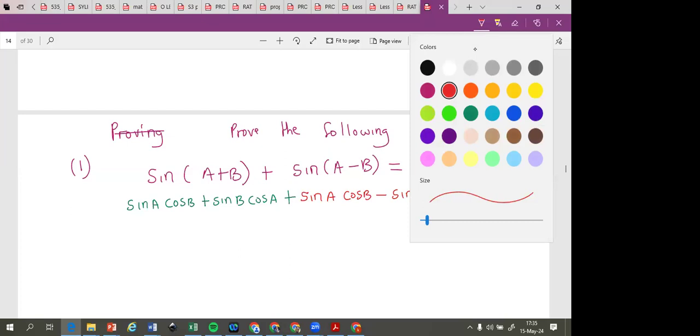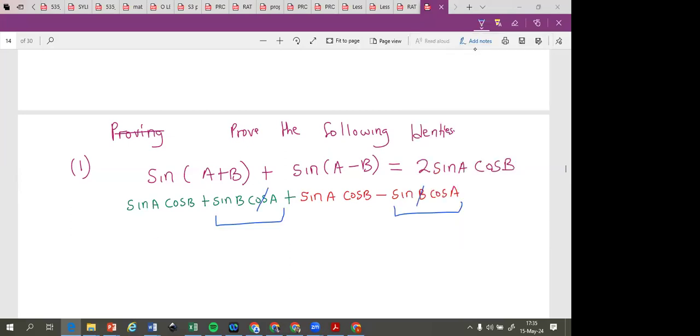Now, when you look inside, are you noticing something common, something cancelling? Are you noticing this one and this, sine b cos a? So are you noticing that the two can cancel? So I remain with sine a cos b plus sine a cos b. Since they are the same, when you add the two, you end up with 2 sine a cos b. Are we together, members? Yes.